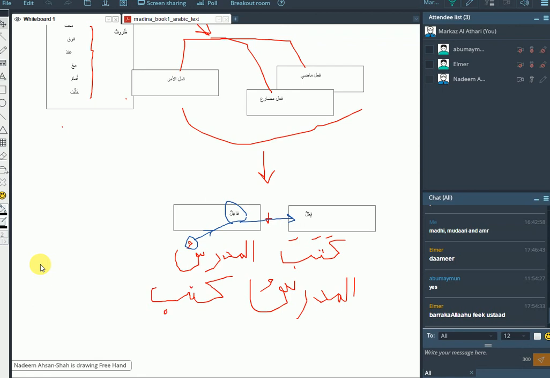Now you might say this is the same thing, and yeah, it almost is the same thing. At least the meaning is the same.